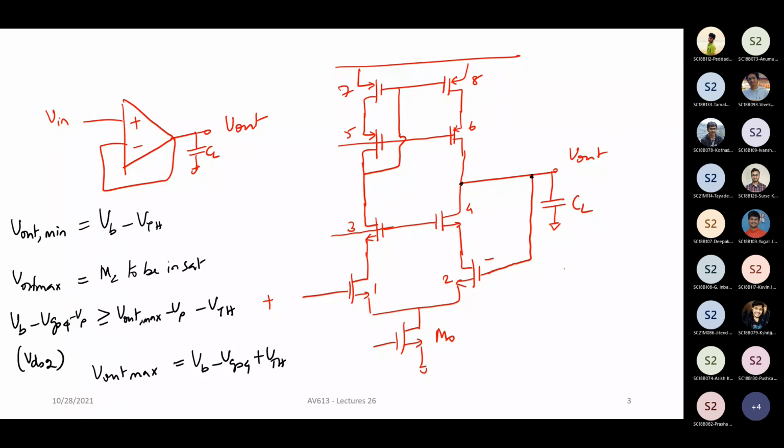Okay. Now let us just substitute some numbers here so that we get a feel of what it is. Sir, where is this VB? Okay, sorry, this is VB1. Let me just mark it as VB1.